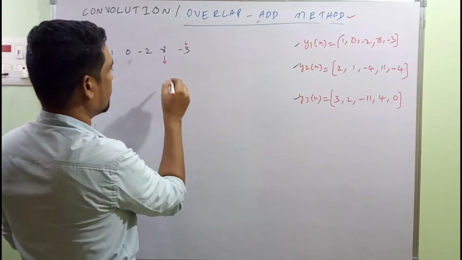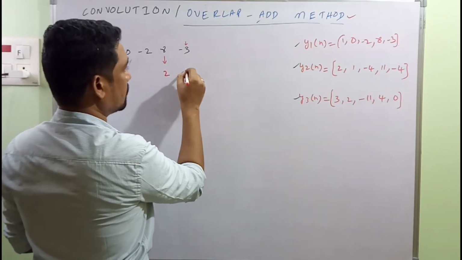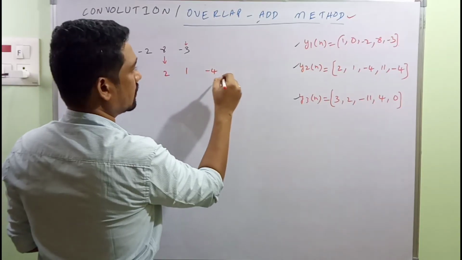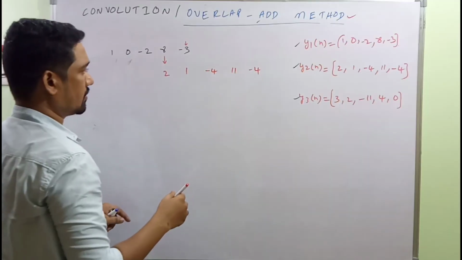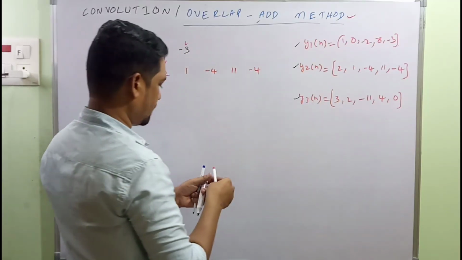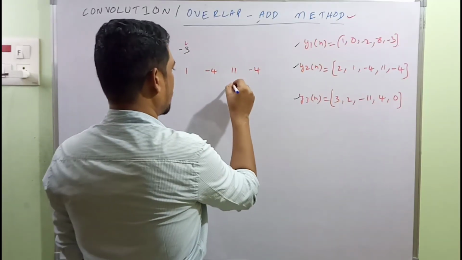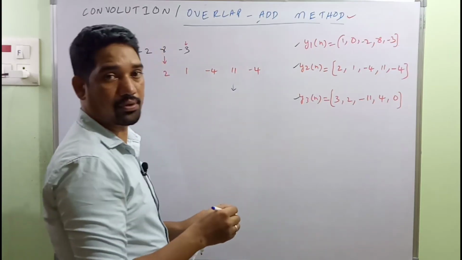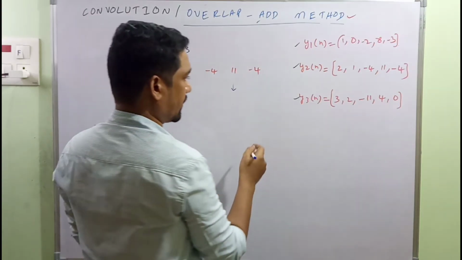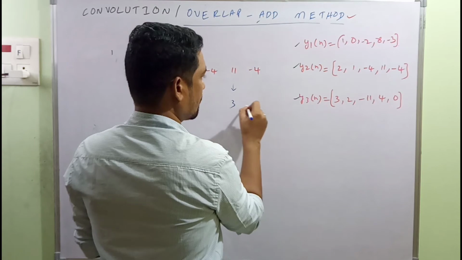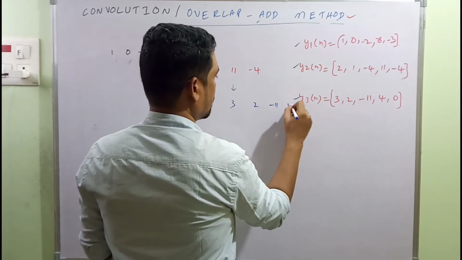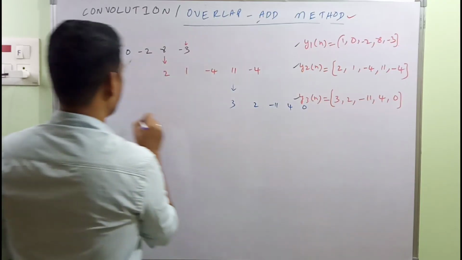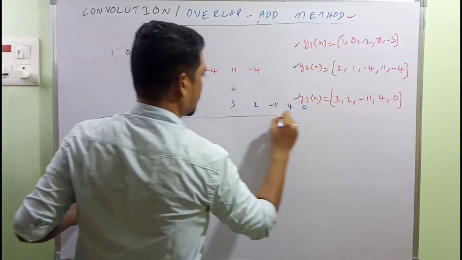What is the second sequence? It's 2, 1, minus 4, 11, and minus 4 again. And where does this sequence start from? Once again, it starts from this one. The reason is two zeros are padded at the end, and that sequence being 3, 2, minus 11, 4 and a 0. Now this will give us our final sequence y of n.